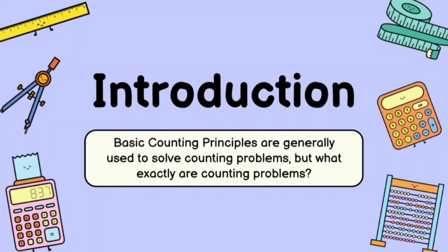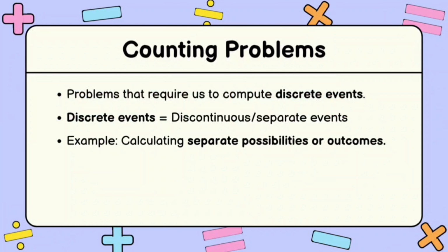Basic counting principles are used to solve counting problems, but you might be wondering, what are counting problems? Counting problems are problems that require us to compute or calculate discrete events, which happen to be discontinuous or separate events. For example, in a situation with different outcomes, discrete events are the separate possibilities of those outcomes. So, counting problems need us to calculate those separate possibilities or outcomes of that particular event.